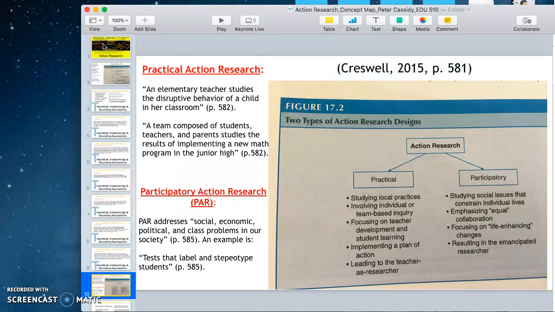Now, there are two types of action research. There's practical action research and participatory action research. Both of these, I will show you models of how the action research teacher would go between different stages and what's happening in those stages.